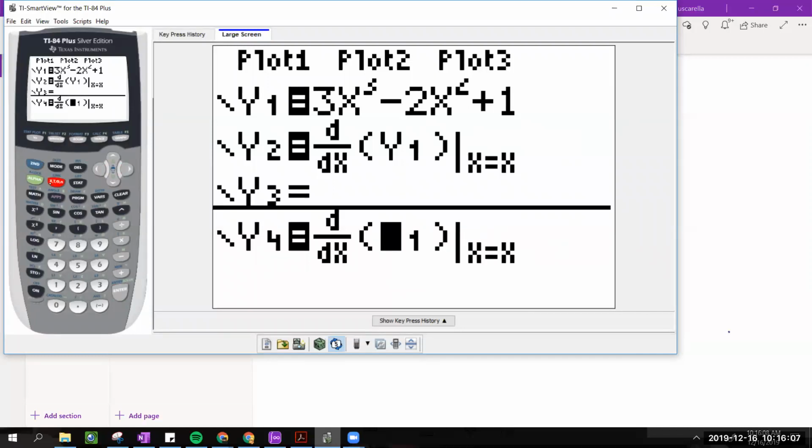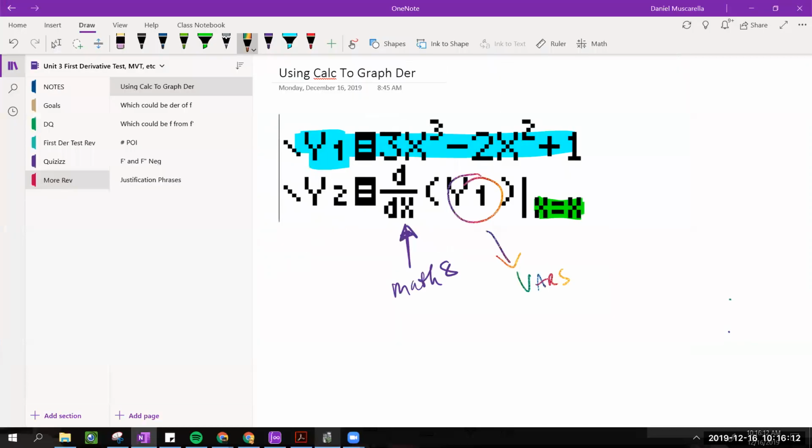And that way it'll graph the derivative for you automatically, and you won't actually have to calculate it.